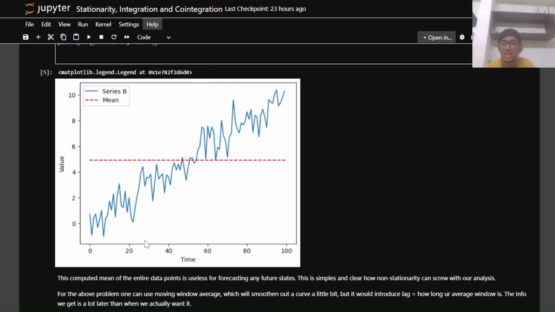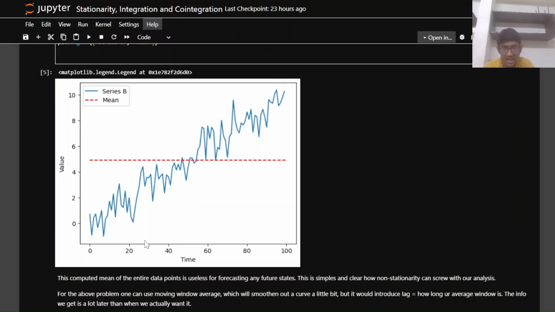Because this computed mean of the entire data points is useless for forecasting any future states. This mean tells us nothing except how the middle portion of our time series would look. This clearly shows that non-stationarity can screw up your analysis. There's one solution to analyze a non-stationary time series, which is to use a moving window average, which will smoothen out the curve a little bit, but it will introduce a problem.